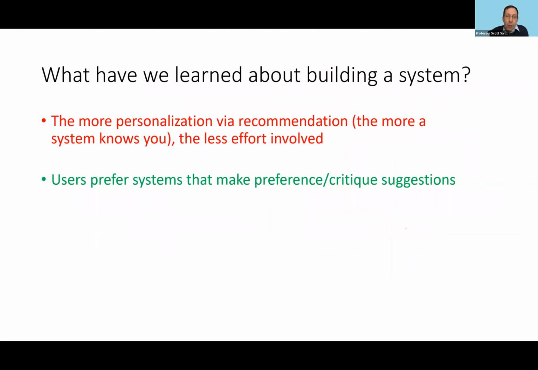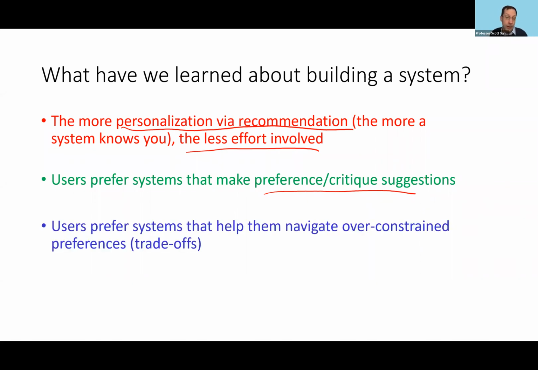Okay, so what did we learn from our initial system building? Well, fortunately, the more personalization we included, the less effort involved. And the users did prefer systems that help them know what to critique and express preferences on. So if I say, hey, Marcus, tell me what you like in a restaurant, it's just really hard to elicit all those things you like. It's just easier when the system will help you do that.